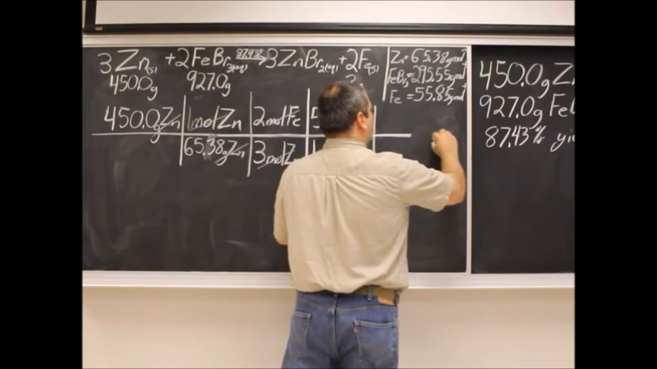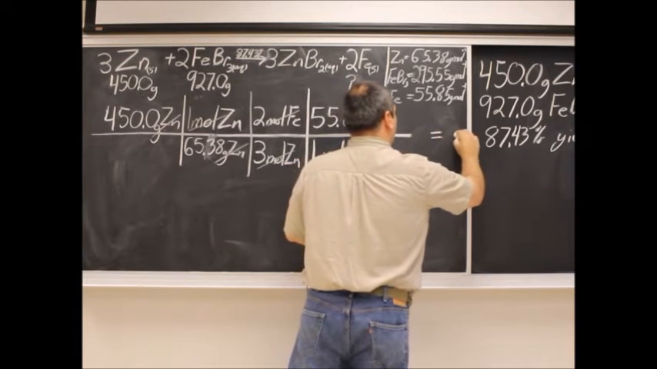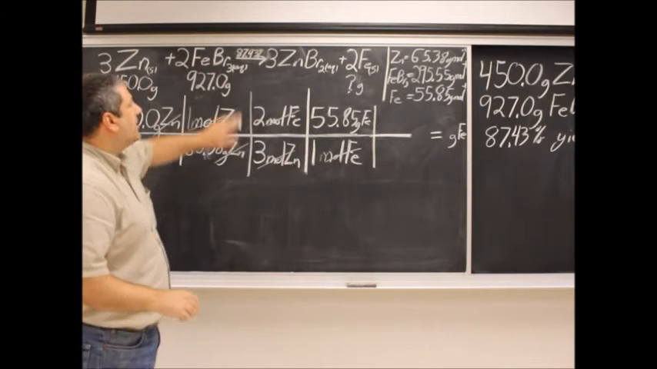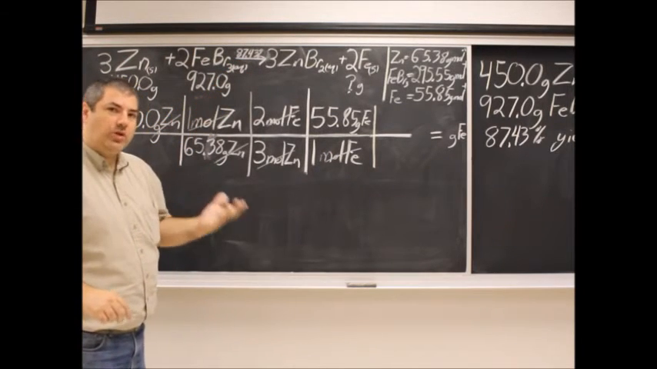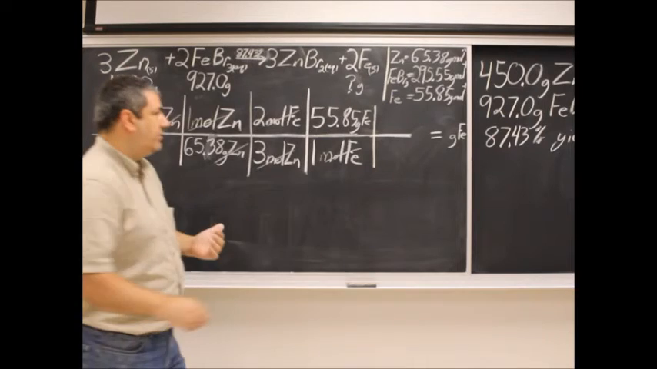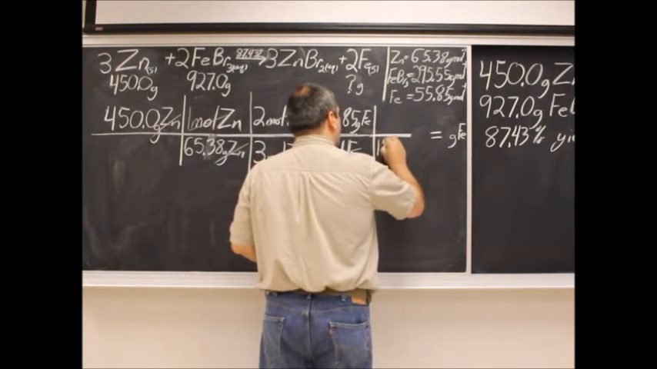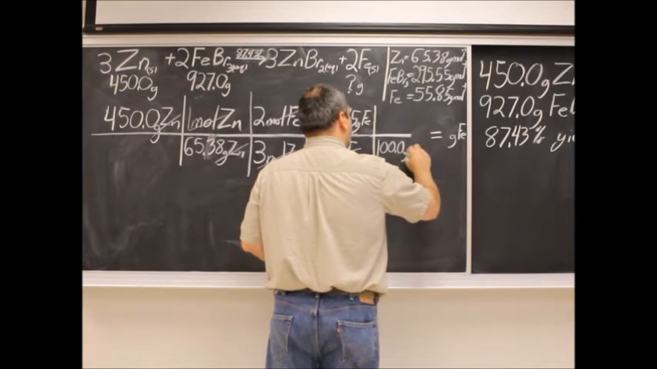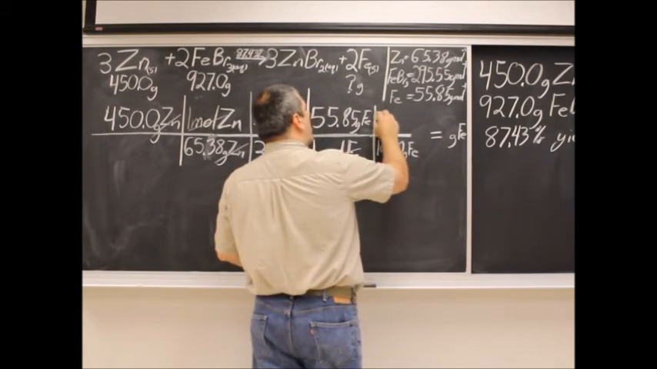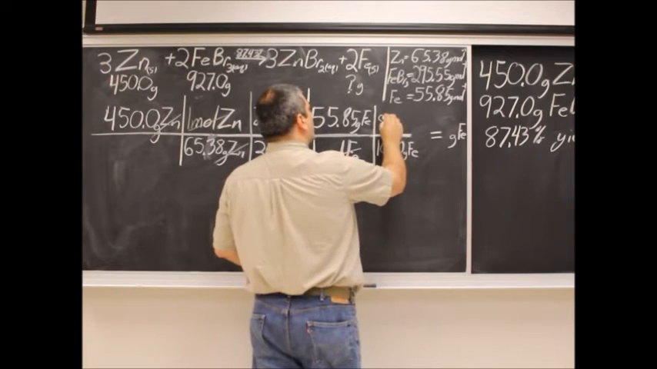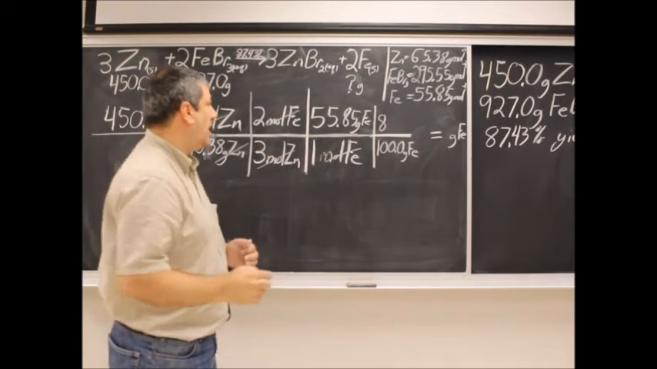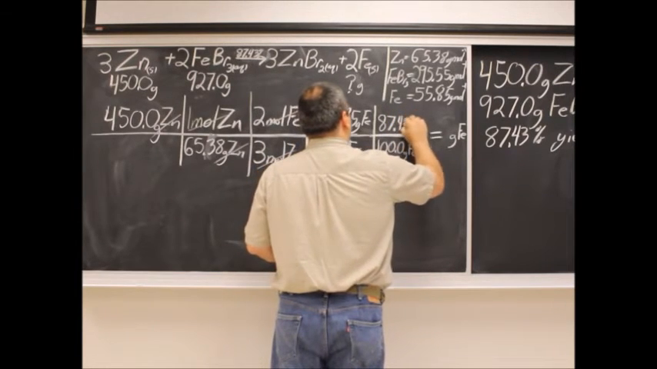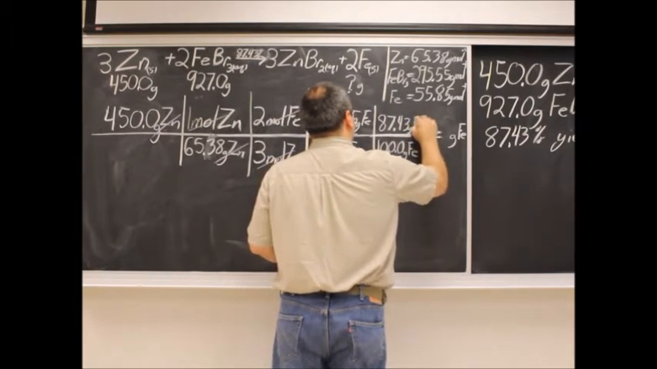And as you can see, it's very easy to forget to do that. So we still want grams of iron. And here's the trick we can do. 87.43 grams of iron. So what that says, for every 100 grams of iron isolated, for every 100 grams theoretically that I should isolate, I only actually isolate 87.43 grams of iron.